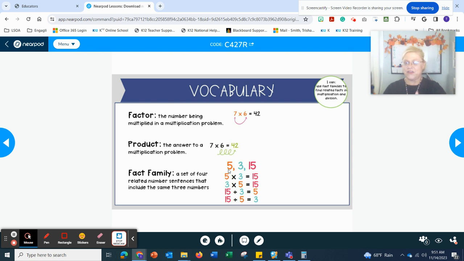So in this case, it's 5, 3, and 15 using multiplication and division problems. You see it's 5 times 3 equals 15, 3 times 5 equals 15, 15 divided by 3 equals 5, 15 divided by 5 equals 3. So we don't change those 3 numbers. And because of commutative property, we can switch up those numbers, or factors, in multiplication. We can switch up the 5. We can switch up the 3. We're still going to get 15.